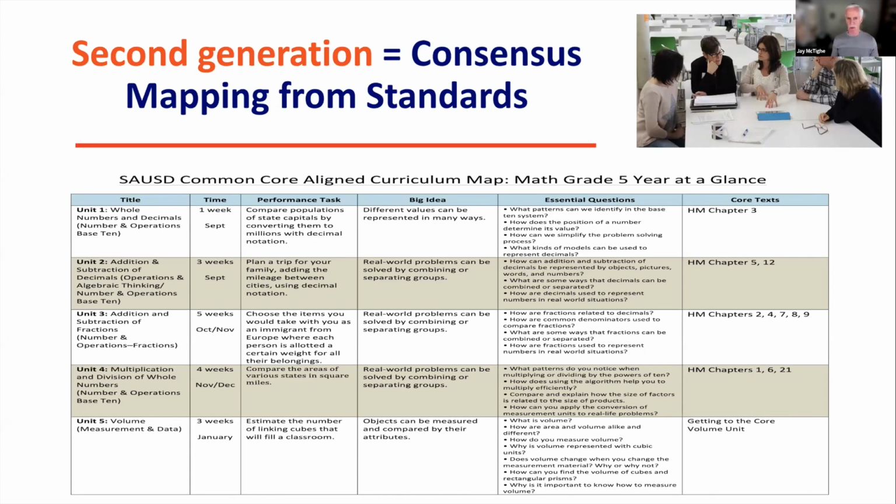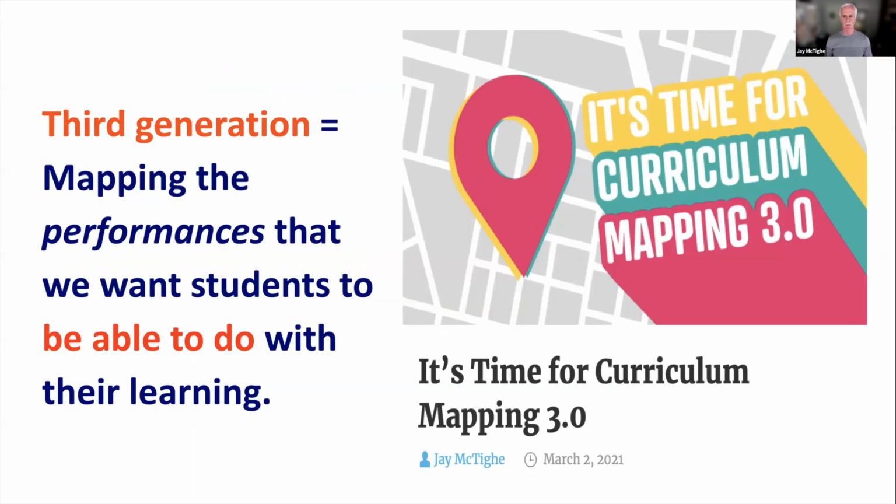But let me leave you with my provocation. Curriculum mapping 3.0. In version 1.0 and 2.0, we're simply mapping out the content or the topics or the skills we're going to teach. What if we mapped out not just the scope and sequence of content, but what if we mapped out the performances we wanted students to be able to do with their learning?